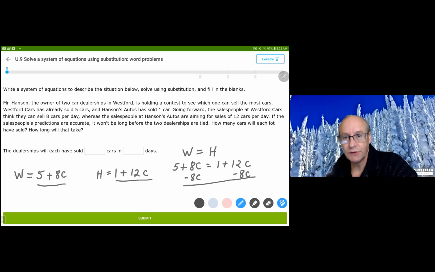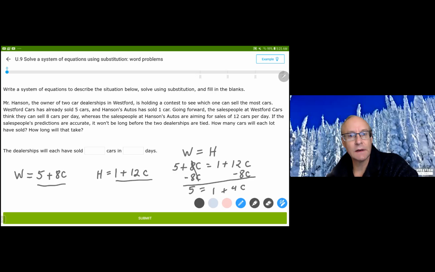Now, I also usually do the next step at the same time, but that can be somewhat dangerous because students will make weird errors at that point. So I'm going to go ahead and just add these together. I have 5 on the left is equal to 1 plus 4C.